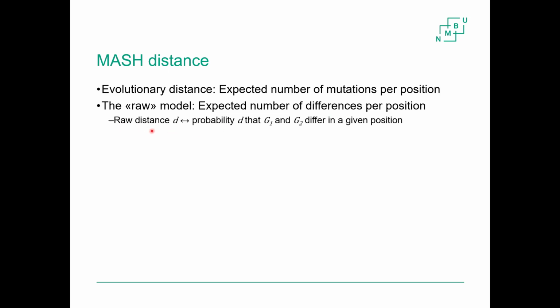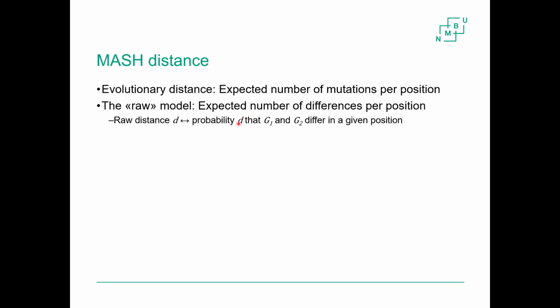So if we have a raw distance d, it's the same as saying that the probability is d that these 2 genomes differ in one given position. Remember, these 2 genomes come from a common ancestor. You pick one position on that common ancestor, and then you locate that same position on G1 and the same position on G2, and d is then the probability that they differ.